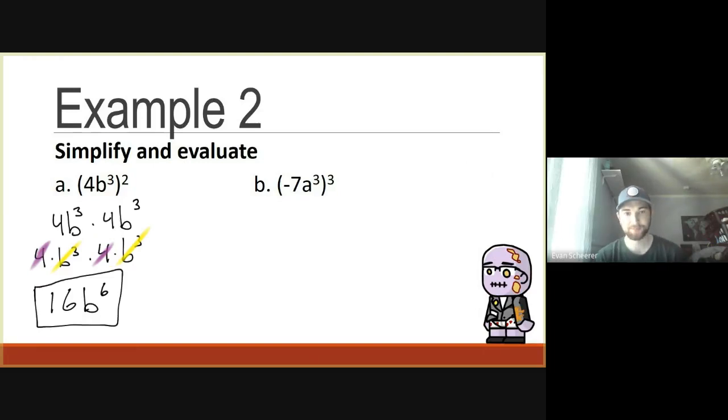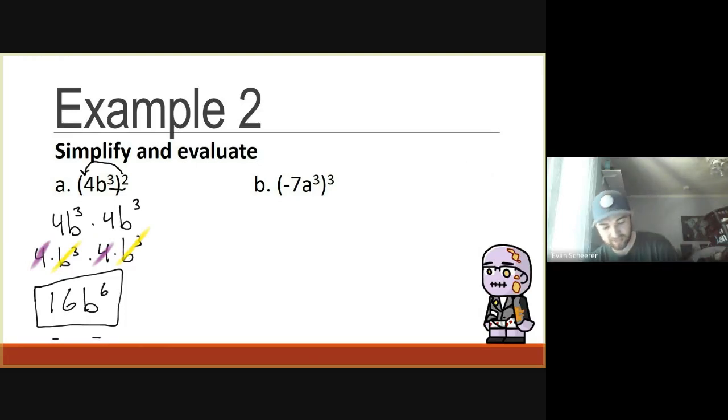But also, look, what if I would have taken this 2 to the 4? What's 4 squared? 16. What's b cubed squared? Well, remember, we looked at it in the last lesson. It looks like we multiply those together. 3 times 2, 6. Yep.